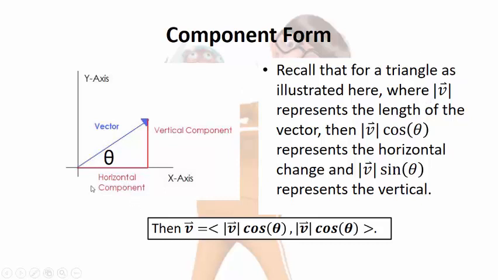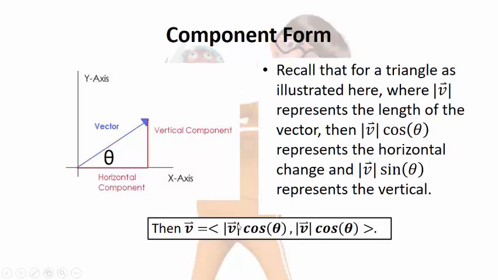And so because of the horizontal component over the length of the vector, if I solve for the horizontal component, then I get that the horizontal change will be the absolute value of the vector times cosine of theta, and the vertical change would be the absolute value times sine of theta, because sine of theta is opposite, so vertical, over the length of the vector, and solving for the vertical change gives us the magnitude of v times sine of theta.